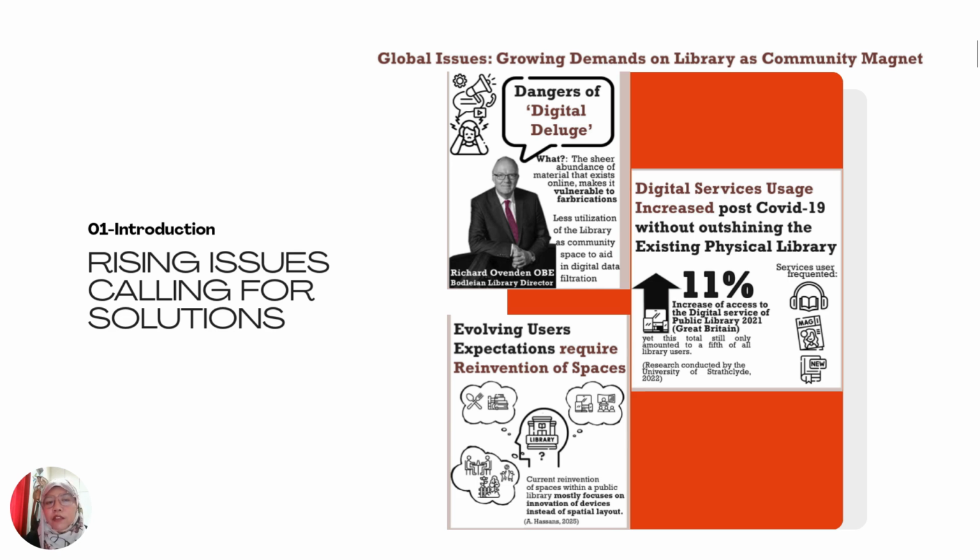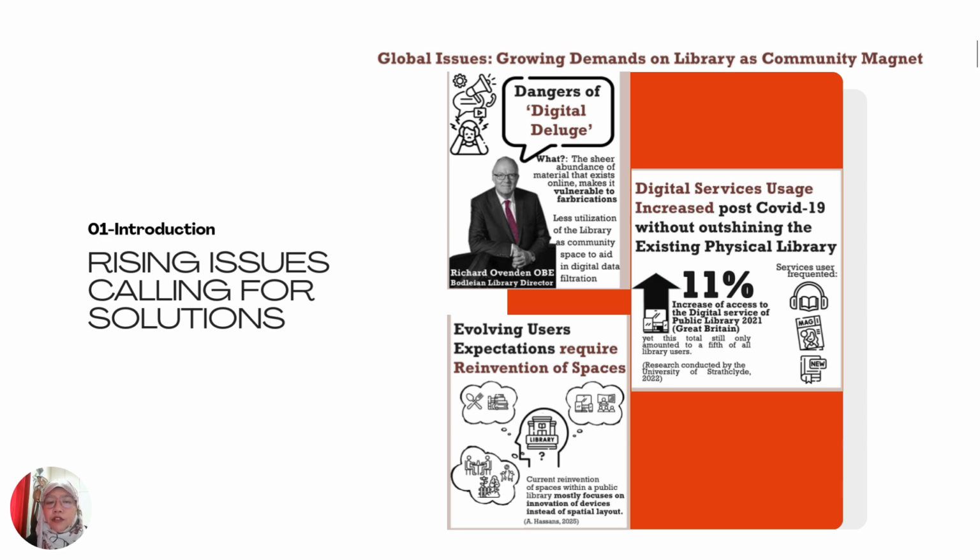The second issue calling for a solution is that we've seen an increase in digital services post COVID-19 without outshining the existing physical library. There has been an 11% increase in Great Britain, and the services most requested by users are audiobooks, magazines, and new books by younger authors.